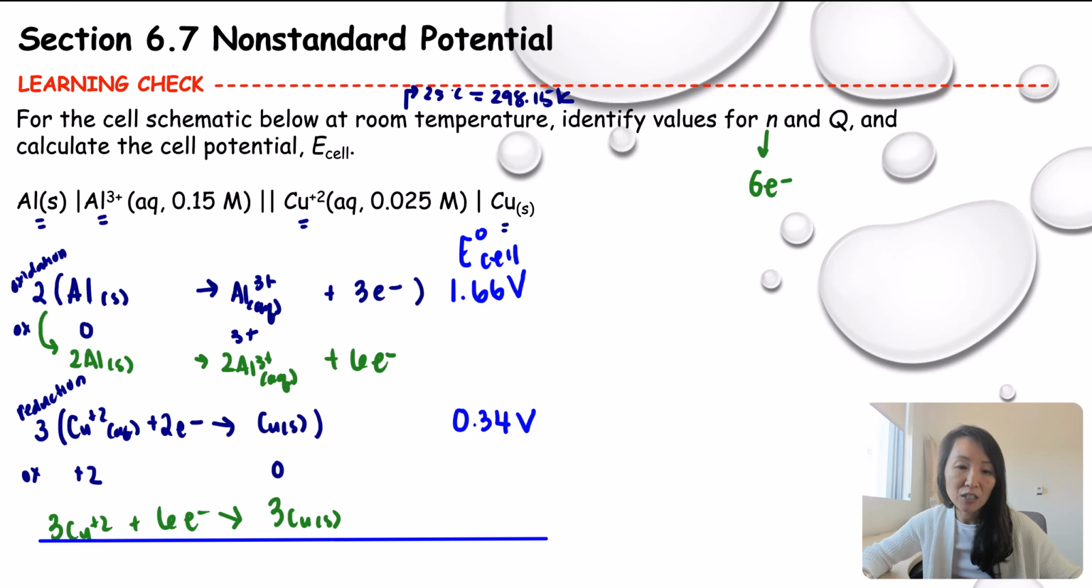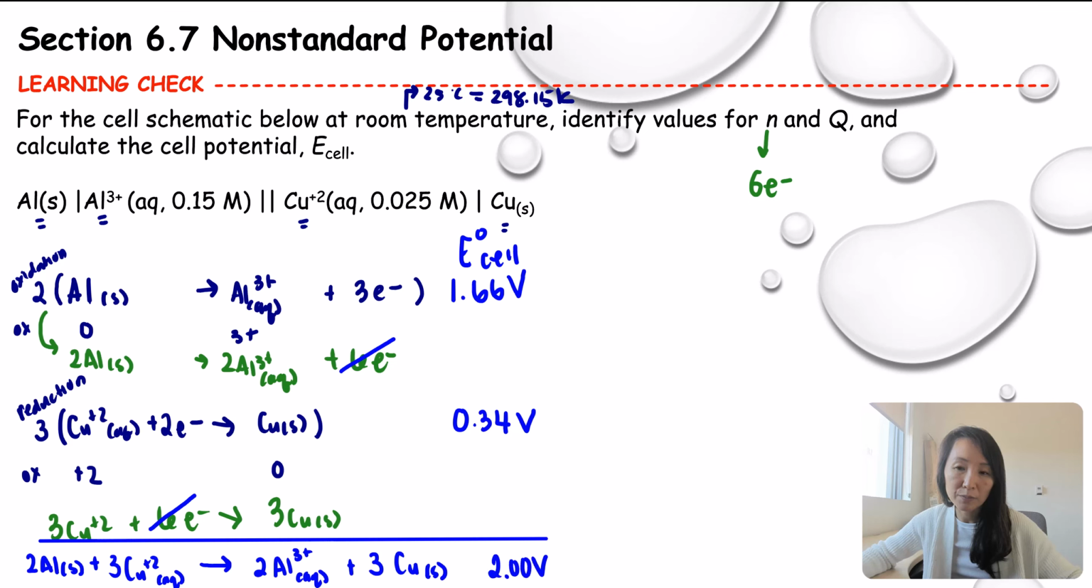For the half reactions, there are 6 electrons on the left side and 6 electrons on the right. After canceling those out, I will get 2 aluminum solid plus 3 copper 2+ aqueous, and then that forms 2 aluminum 3+ aqueous and 3 copper solid. If I add these two together, I would get 2.00 volts. Now let's go ahead and find Q.